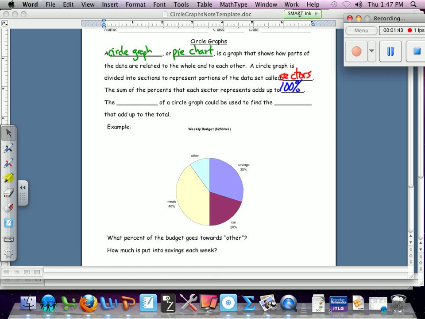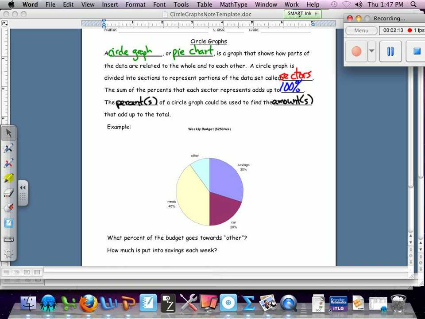So, I wrote something else here. The percents. And I put it in parentheses because you might just focus on 1% of the graph, or you might look at more than one. A circle graph could be used to find the amounts that add up to the total, because you're going to be dealing with percent of a number. I have 30% of, in this case, my total budget.